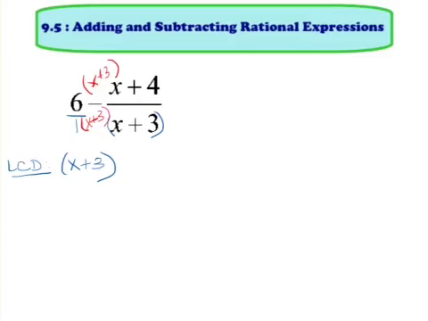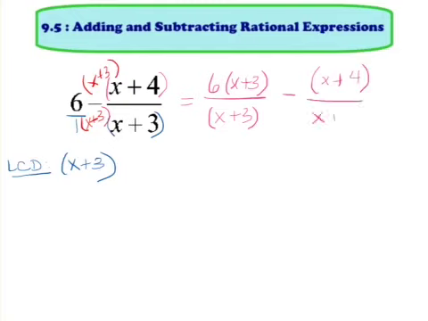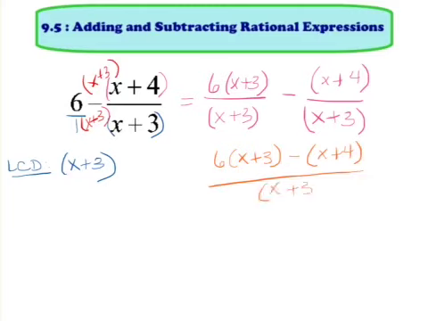Now when I subtract, if I have a quantity on the top, such as x plus 4 that has addition, I need to remember to put parentheses around that. So now this is going to look like this: 6 times x plus 3 over x plus 3 minus x plus 4 over x plus 3. Lots of parentheses here. And now that I have my common denominator, I'm going to combine it all together into one fraction: 6 times x plus 3 minus x plus 4, all over that common denominator of x plus 3.